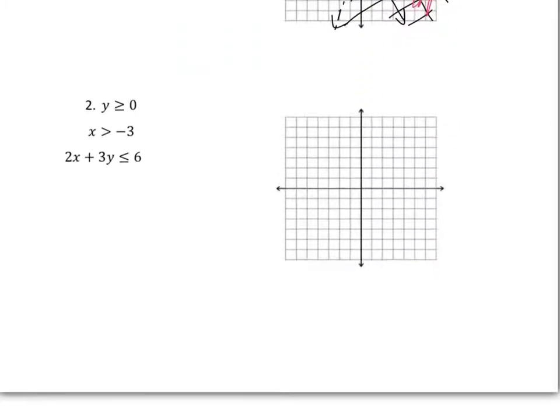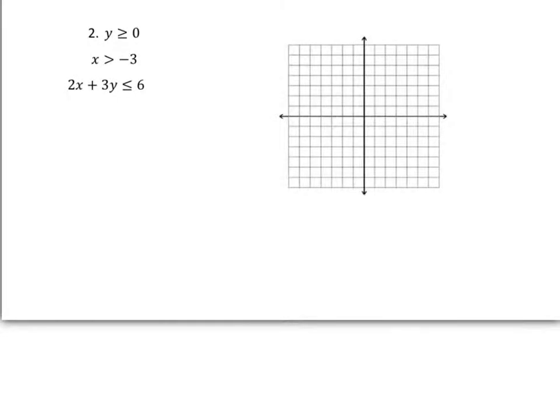Next example. So y is greater than or equal to 0 is the first thing. Remember, if y is greater than or equal to 0, that means it's got to be somewhere on this x-axis. That's the graph of y is greater than or equal to 0. Greater than means we're going to shade above that. We'll keep that in mind for later. All right, x is greater than negative 3, so you go to x equals negative 3, 1, 2, 3 to the left. Dotted line going straight up and down.